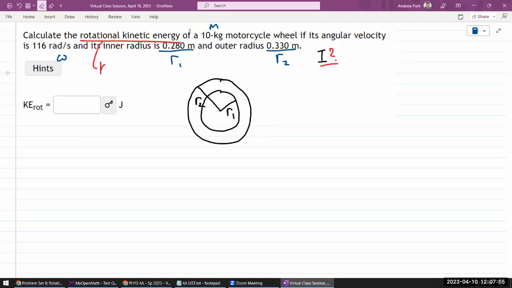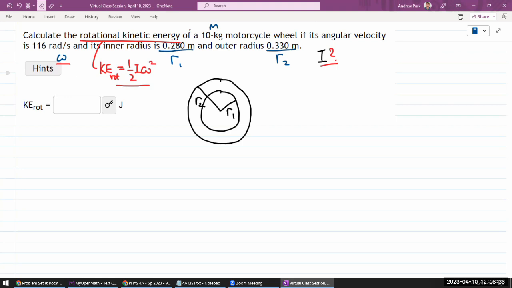I have the formula memorized for translational kinetic energy, which is 1/2 mass times velocity squared. I can guess from the analogy that rotational kinetic energy will be 1/2 times the rotational analogy of mass, rotational inertia, times the rotational analogy of velocity, angular velocity squared. Since they're giving us the angular velocity, really the only thing I need is the rotational inertia. So that's the crux of this question.